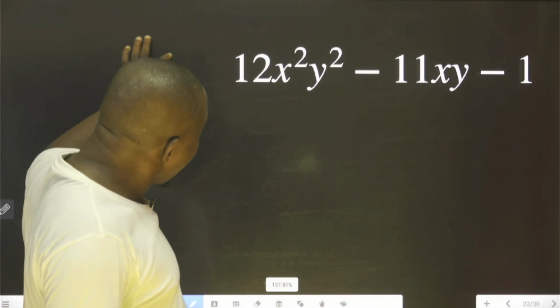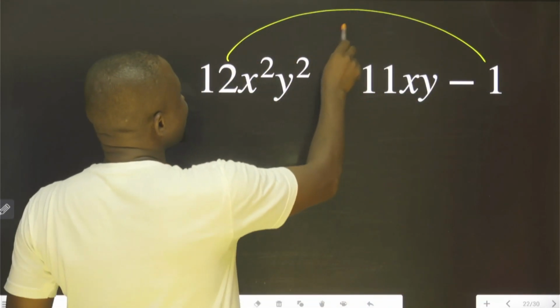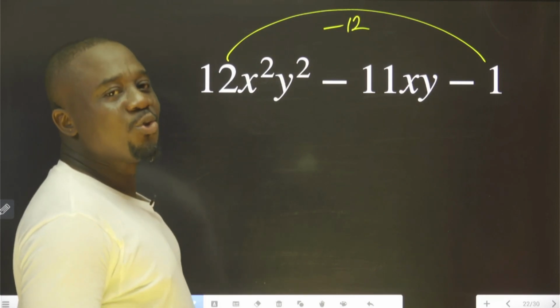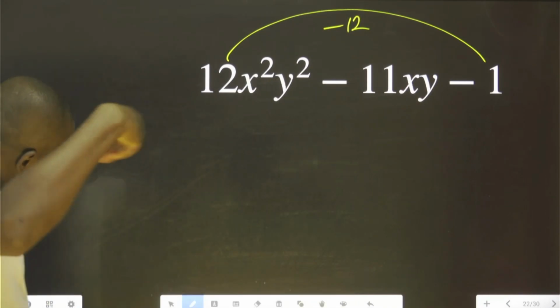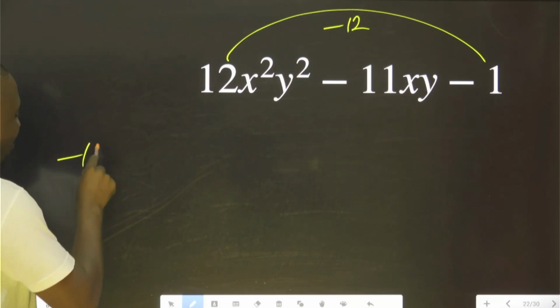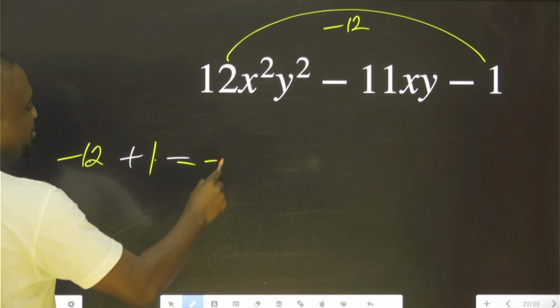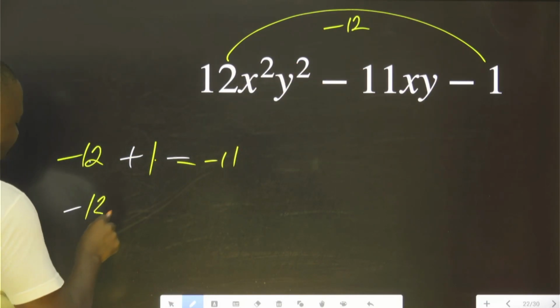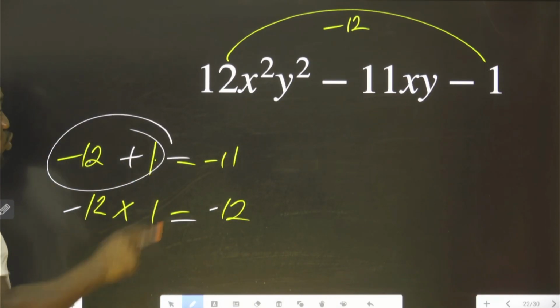Now, multiply to have minus 12. What can we do to have minus 12? If we bring that together, we have minus 11. I'm thinking already. It should be minus 12 and plus 1. This and this will produce minus 11. Minus 12 multiplied by 1 will give us minus 12. So, we are going to use these two to replace that.